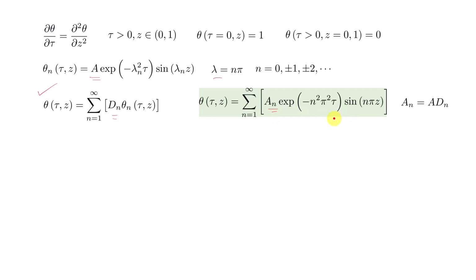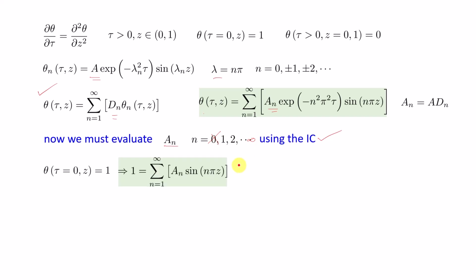So now you see the problem. The problem is that theta is a linear combination of all of these, but all these an's I have to find out. How many? Well, an infinite number of an's I have to find out. For that I need an infinite number of conditions, but I don't have an infinite number of conditions. The only thing that I have is the initial condition, and I have to evaluate this an. For 0 I can cut, so from 1, 2, 3 up to infinity.